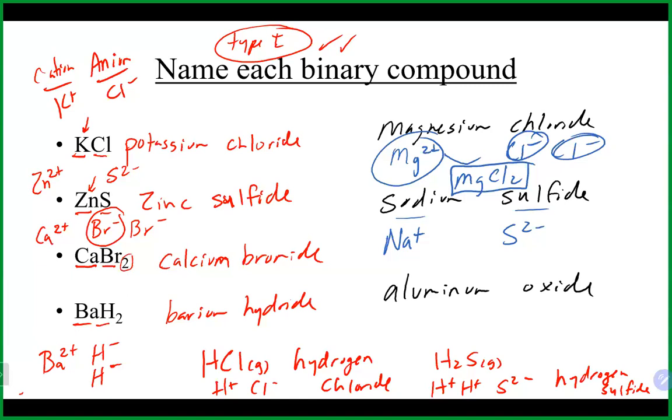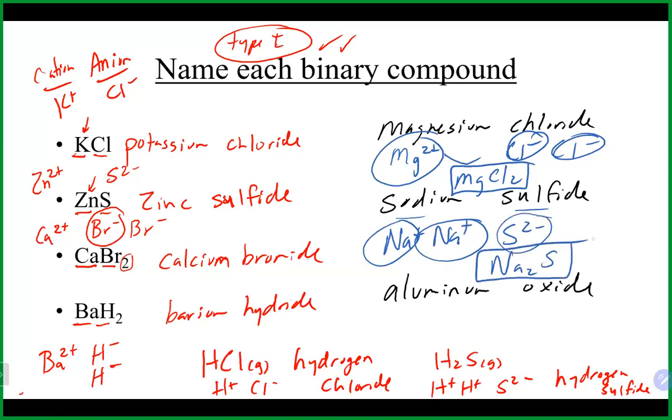on each. And that means we need 1 more sodium ion, right? And that tells me I have 1 and 2 sodiums and 1 sulfur, basically. And there it is, the proper formula.